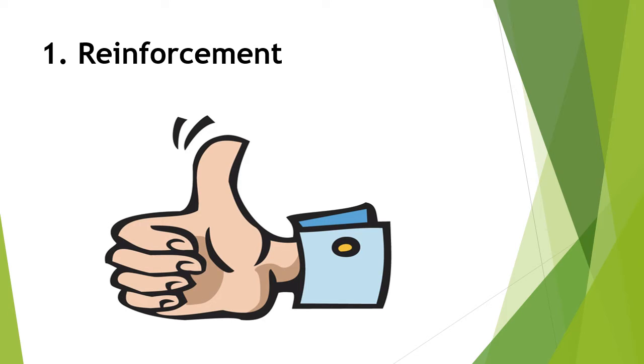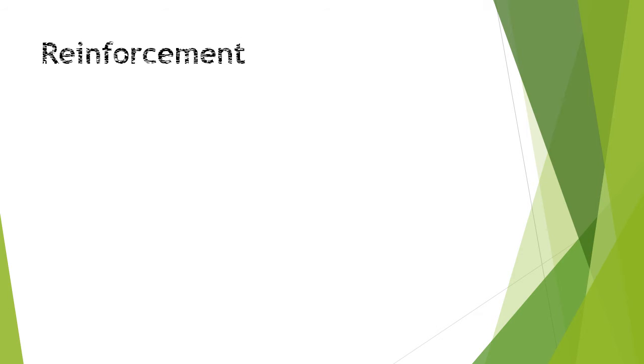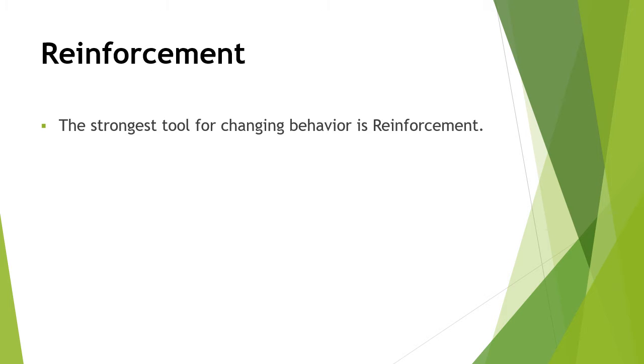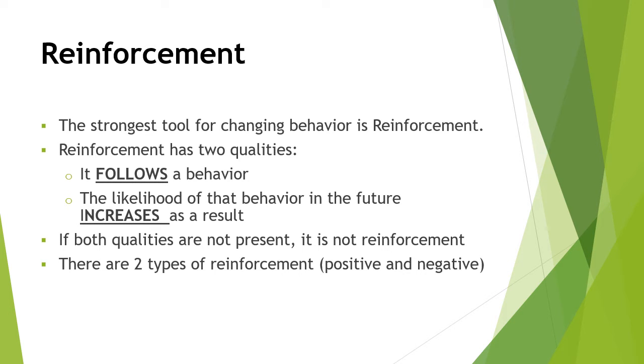So let's talk more about reinforcement. Remember, reinforcement increases the future likelihood of the behavior. The strongest tool for changing behavior is reinforcement. Reinforcement has two qualities. It follows a behavior, and the likelihood of that behavior in the future increases as a result. If both qualities are not present, it is not reinforcement.